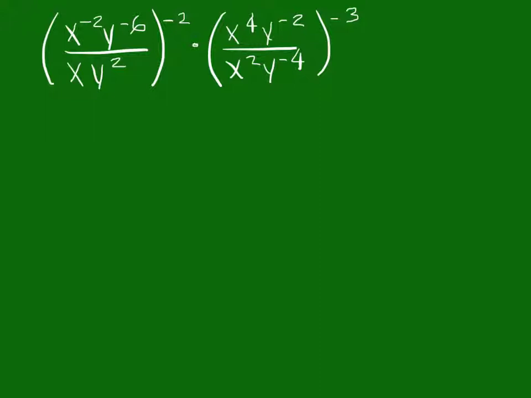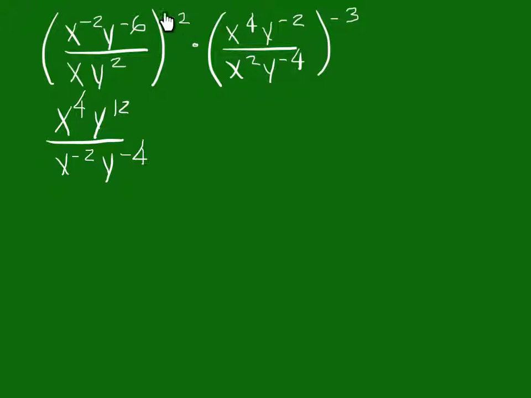You've got to start with the first expression. This exponent of negative 2 has to be multiplied by every exponent inside the parentheses, even the one that doesn't have an exponent written. It's 1. Multiply the negative 2 by each exponent in here. When you do that, you have x to the 4th, y to the 12th, over x to the negative 2nd, and y to the negative 4th.